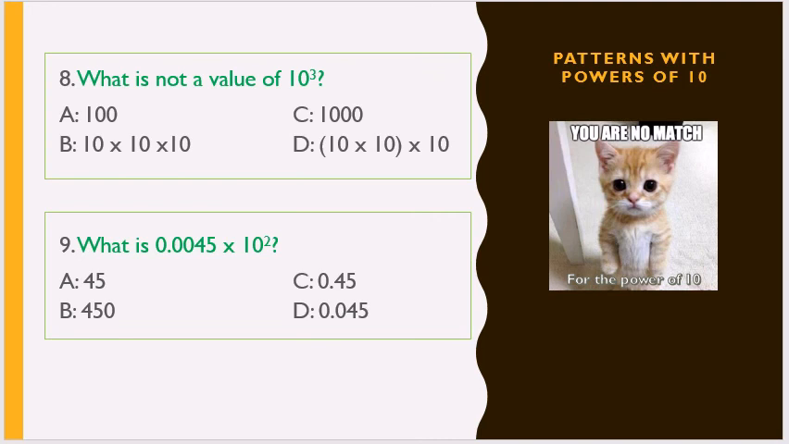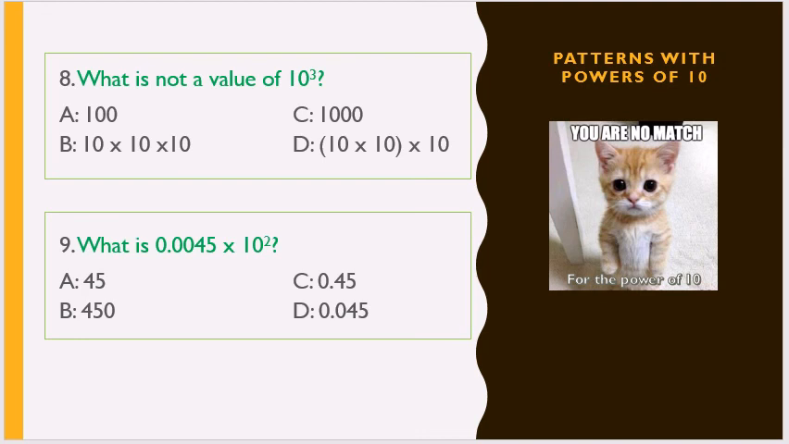What is not a value of 10 to the third power? We're looking at powers of 10. A, 100, B, 10 times 10 times 10, C, 1,000, or D, parentheses, 10 times 10, close parentheses, times 10.